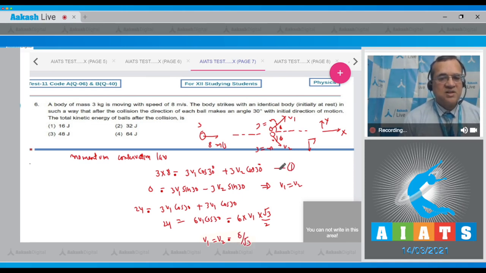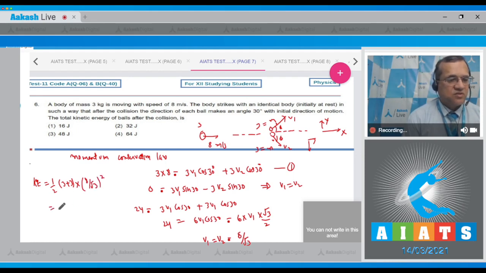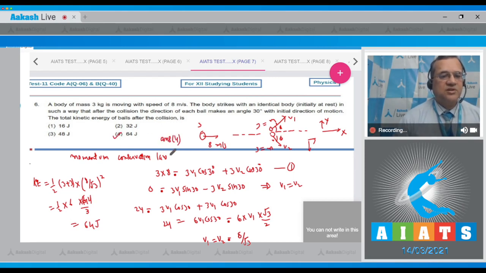Now the question asks what the final kinetic energy is. So kinetic energy is equal to 1 by 2, the mass is 3 plus 3 because both have the same speed, into the velocity 8 by root 3 squared. So 1 by 2 into 6 into 64 by 3, and this cancels out, and so it is 64 joule. So the final kinetic energy is 64 joule. So the answer to this question is the fourth option.